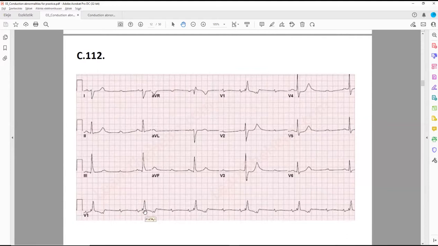Okay. And so there is a slurred S, on the left side. And in V1, yes. Is it so right branch? Yes, right bundle branch block plus a pathological right deviation means bifascicular block.